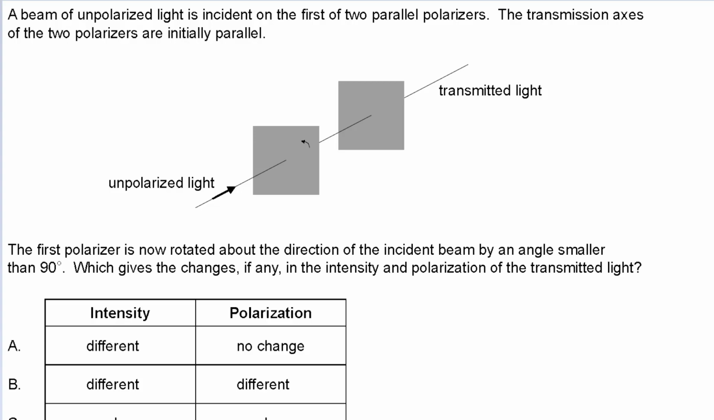IB Physics questions, day 44. A beam of unpolarized light is incident on the first of two parallel polarizers. The transmission axes of the two polarizers are initially parallel.